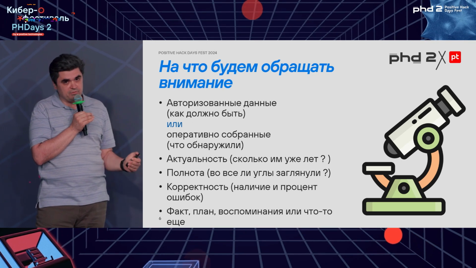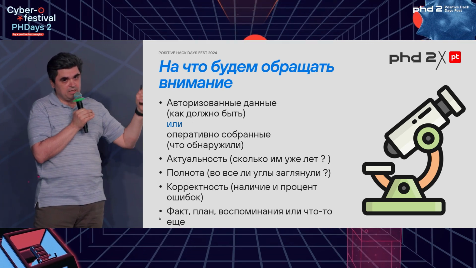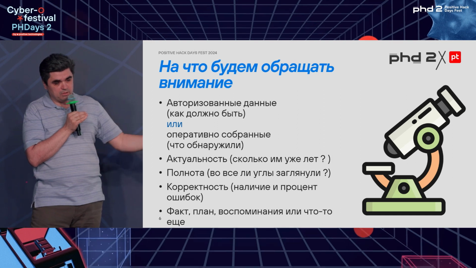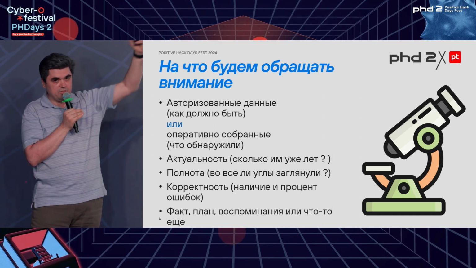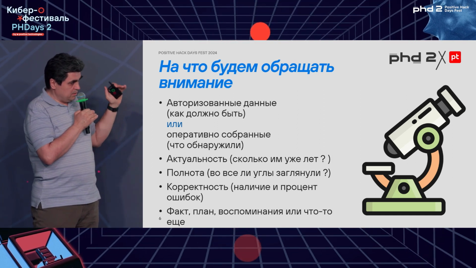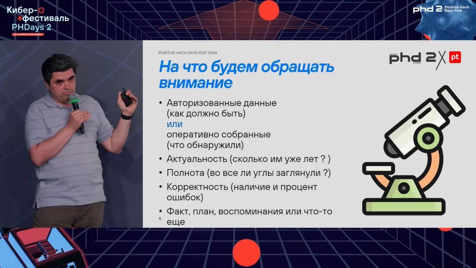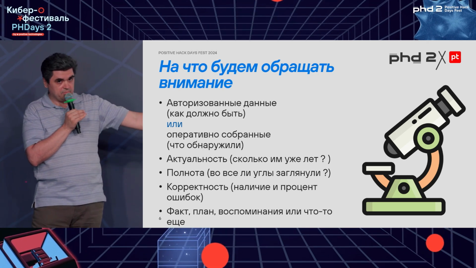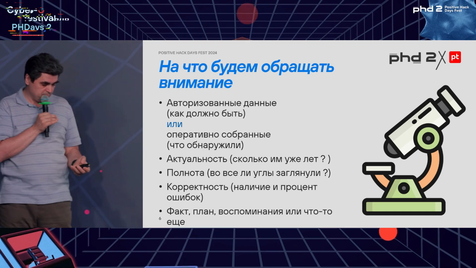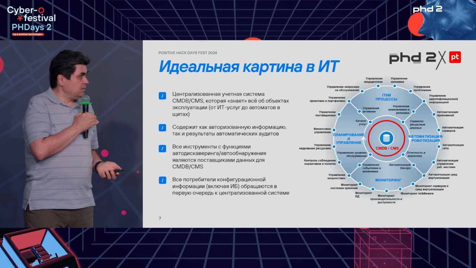So when you get some information, it's a good idea to check if it's actual information, if it's planned, if it's historical data, or if it's a dream about what the company would like to have in 2 years' time. For example, when you ask people about how many servers they have, you can get all sorts of answers.